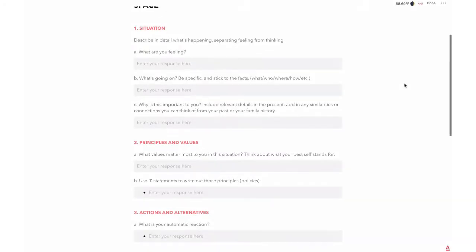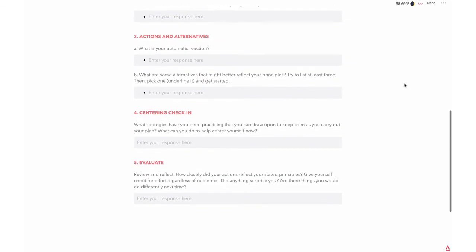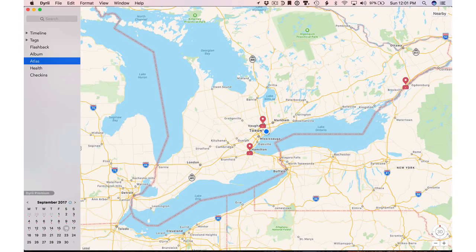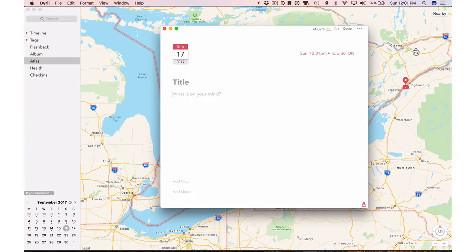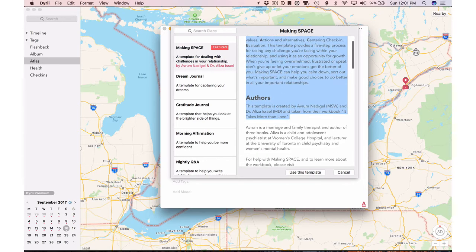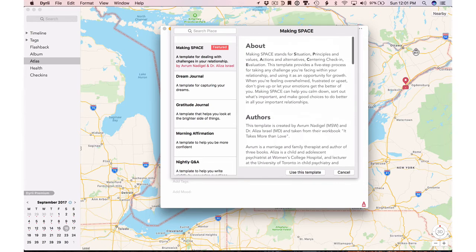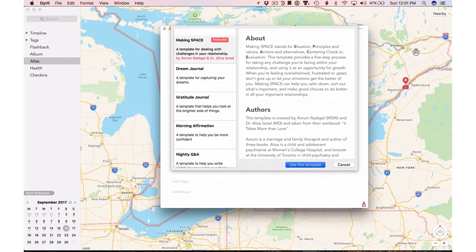To bring some clarity to the situation, I want you to open up a SPACE template in Dyrii. Now, how do you do this? You open Dyrii on your Mac. You go to File and create a new post. Now, go to the upper right-hand corner and choose Use Template. You're going to choose the template called Making Space. In the right-hand column, we've included some basic instructions for you to review, as well as a sample completed SPACE worksheet. Okay, now choose Use This Template, and there you go.